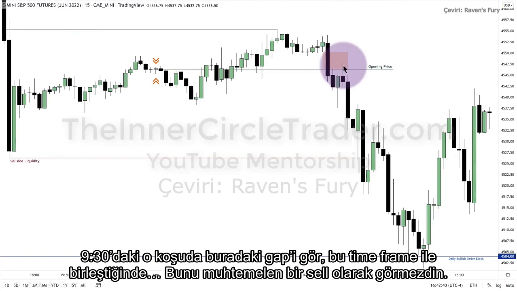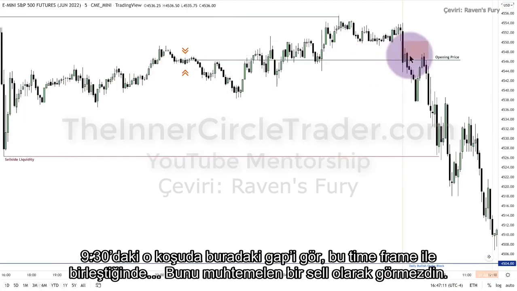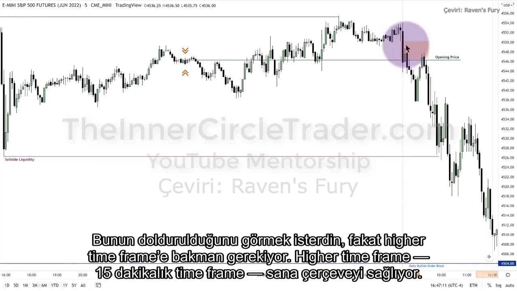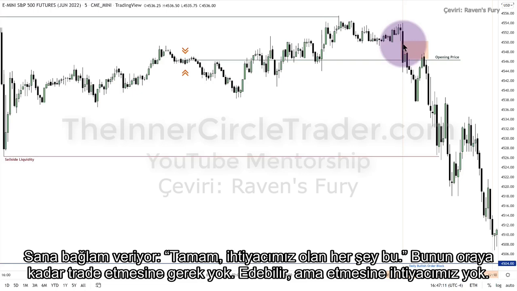That, coupled with this time frame, you probably wouldn't see that as a sell. You would want to see this filled in. But you got to look at the higher time frame. The higher time frame, 15-minute time frame, is providing you the framework. It's giving you context that, okay, this is all we need. We don't need it to trade up into that. It could, but we don't need it to.